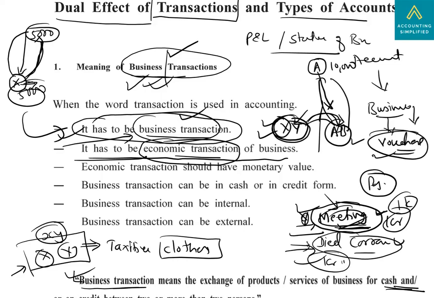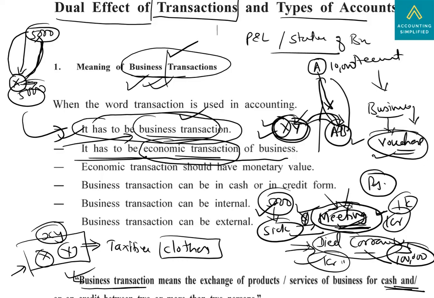Maybe your employee becomes sick and is admitted to the hospital. So is it an economic transaction? No, sir, it's not an economic transaction. But let me tell you, suppose an employee has become sick and we said that 5000 will be given by the company, then this is an economic transaction. If death happens and we said we will give 1 lakh rupees compensation, then it becomes an economic transaction, right?